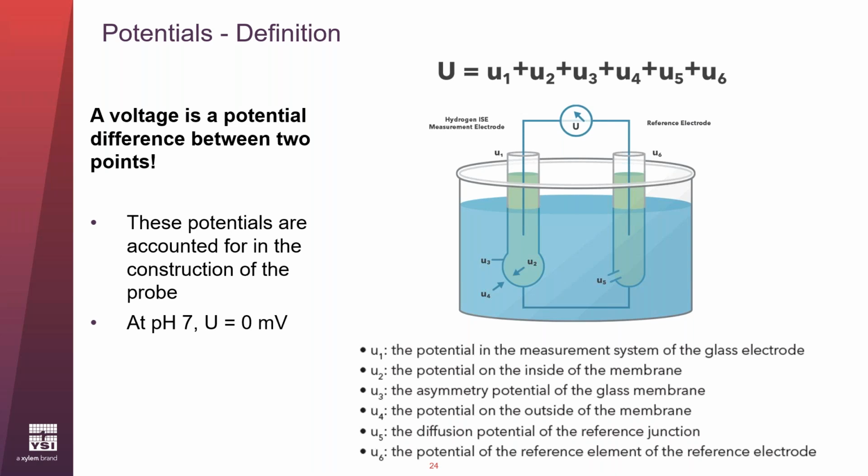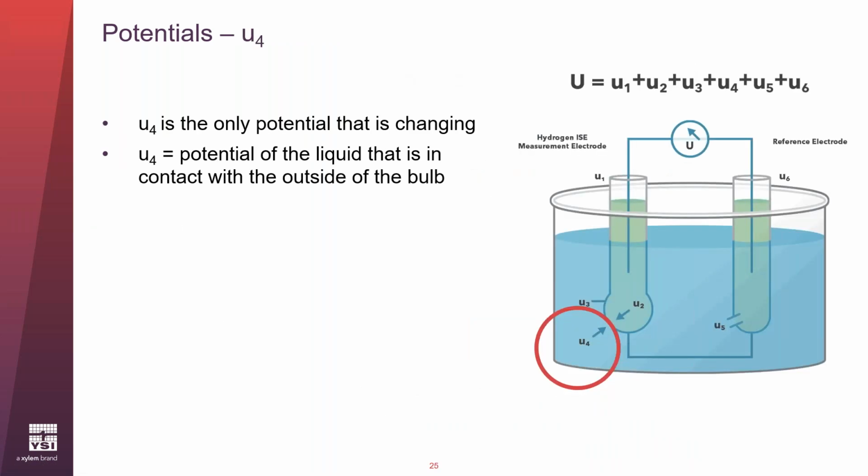That is, these potentials are accounted for in the construction of the probe so that at pH 7, our big U here, the big one up in the corner, big U should be equal to 0 millivolts, where big U is the total potential of the entire system. So we know that this system is designed to keep the potential the same so that we can measure the one potential that is actually changing, U4. In this diagram, U4 is the potential of the liquid that's in contact with the outside of the bulb. The solution will generate a millivolt response that the system measures.